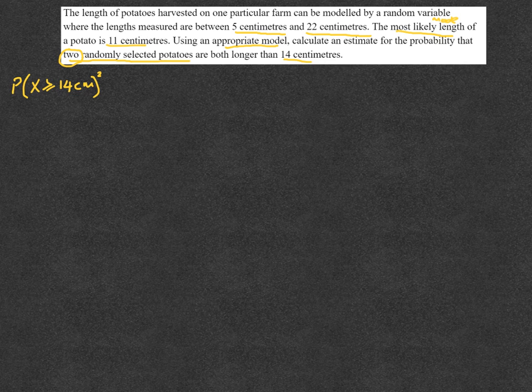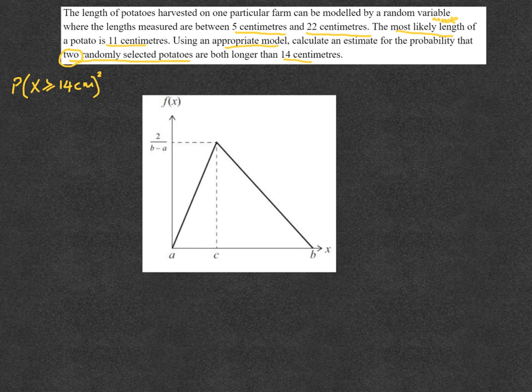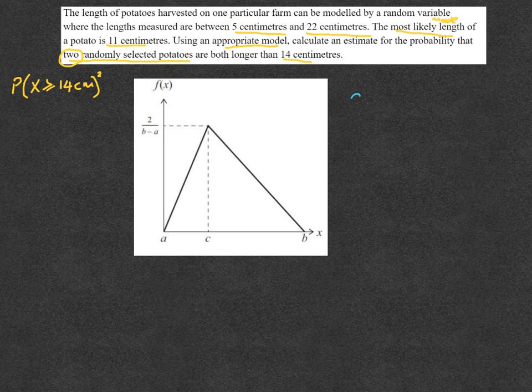Okay, so for the triangular distribution, we have to remember we've got this diagram here, and I'll just write this down for you. A is equal to the minimum value, which in our case is 5 centimetres, where B is equal to the maximum value, and in this example that's 22 centimetres, where C is the most common or modal value. In this case, that is 11 centimetres.